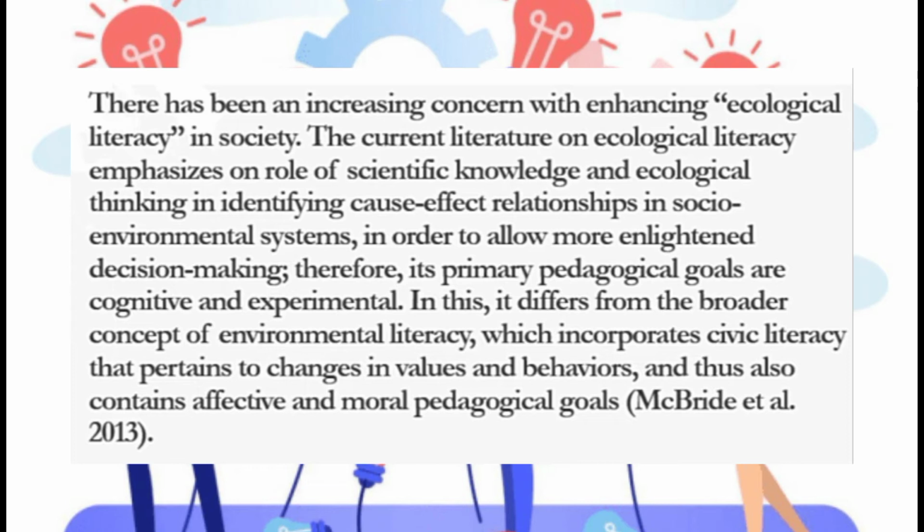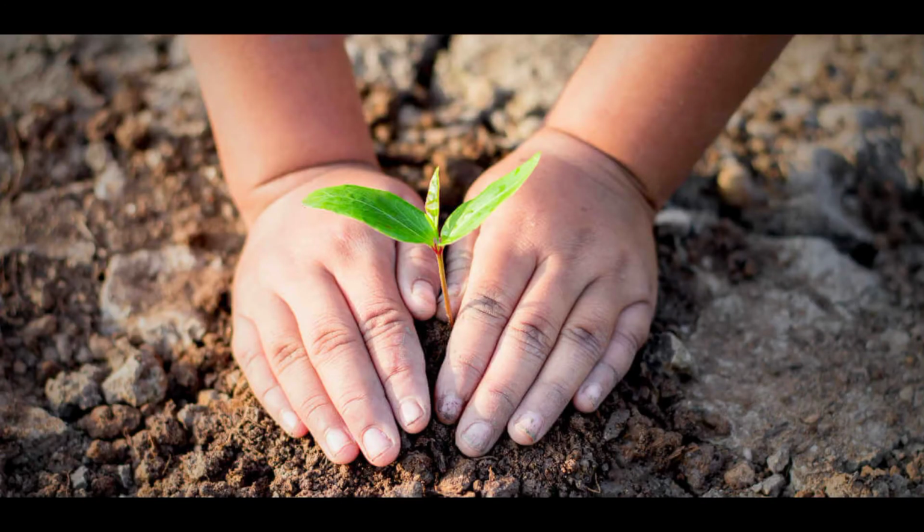There has been an increasing concern with enhancing ecological literacy in society. The current literature on ecological literacy emphasizes the role of scientific knowledge and ecological thinking in identifying cause and effect relationships in socio-environmental systems in order to allow more enlightened decision making. Therefore, its primary pedagogical goals are cognitive and experiential. In this, it differs from the broader concept of environmental literacy, which incorporates civic literacy that pertains to change in values and behaviors, and thus also contains affective and moral pedagogical goals. So environmental literacy pertains to changes in values and behaviors, and thus also contains affective and moral pedagogical goals.